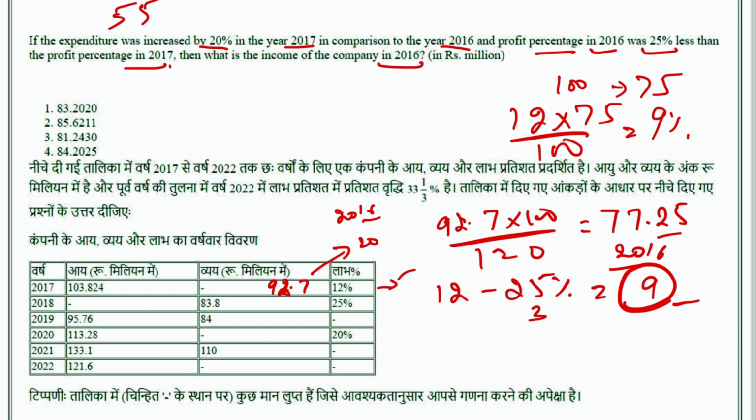You can do it either way. So now you can just easily take the income out. 77.25 into 109 divided by 100. This is 84.2025. 4 is the answer.